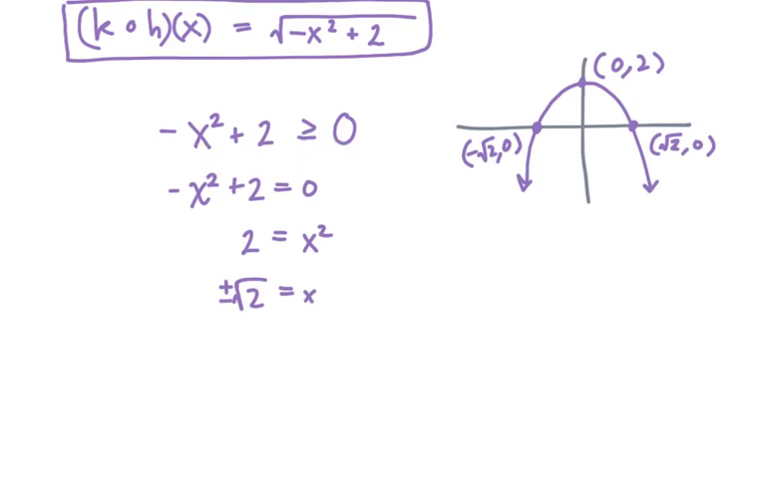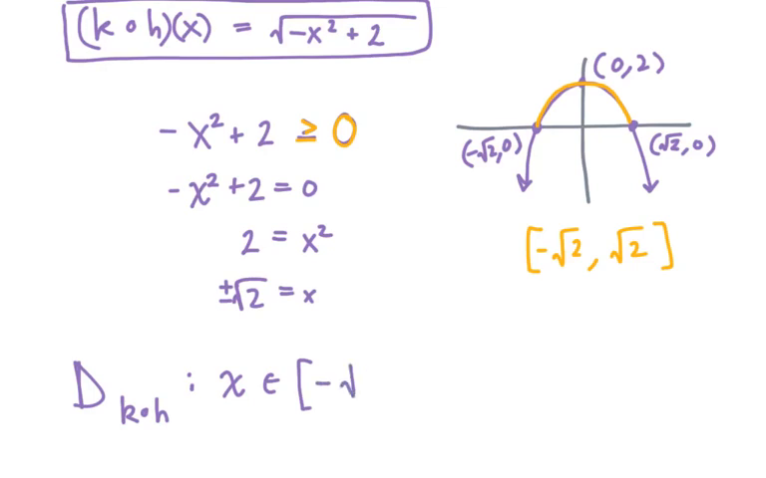So thinking about solving where this expression is greater than or equal to 0, greater than or equal to 0 is above the x-axis. So that's going to be including between negative root 2 and positive root 2. Therefore, we would say the domain of k of h is that x is in the set inclusive negative root 2 to positive root 2. This is a closed interval because we have finite bracket endpoint values.